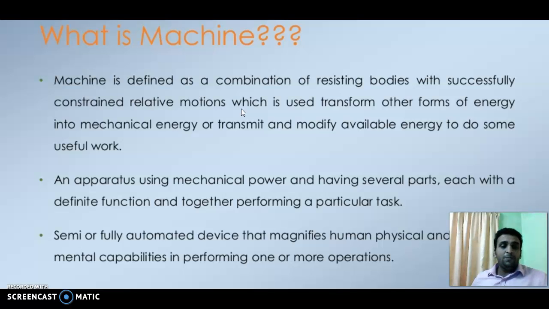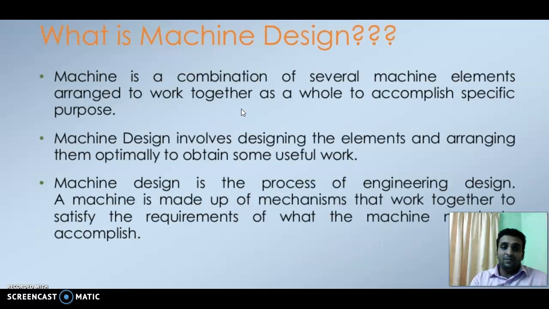And the third point, a semi or fully automated device that magnifies a human's physical and mental capabilities in performing one or more operations. So there is an easiness in our machine. So we can combine this design and machine. That is our subject, machine design. I can read the second point. Machine design involves designing the elements and arranging them optimally to obtain some useful work. I think here we come to the main point of our subject.